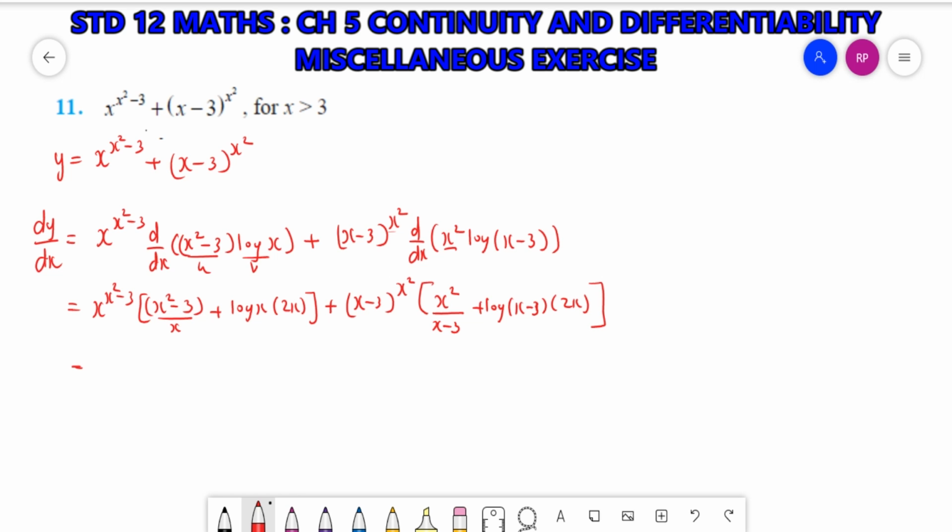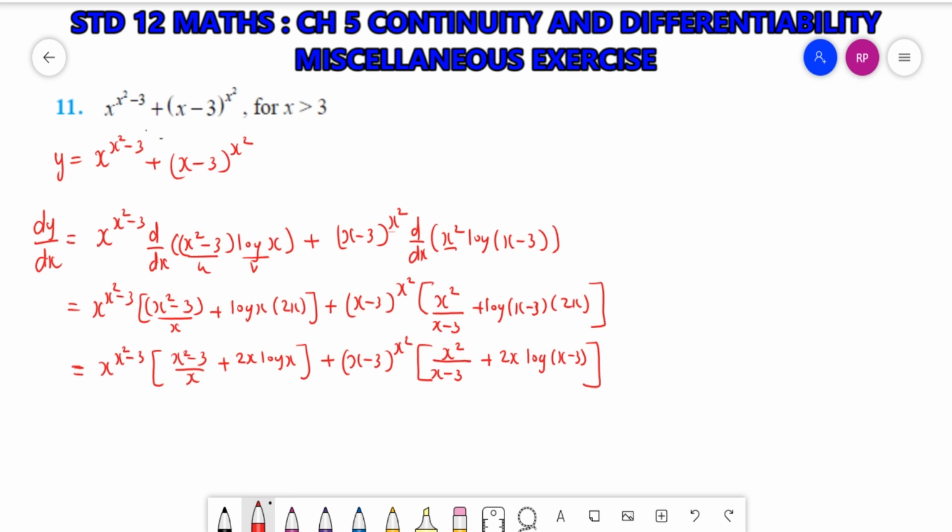Okay, so this will be equal to x raised to (x square minus 3) into [(x square minus 3) by x plus 2x log x] plus (x minus 3) whole raised to x square into [x square upon (x minus 3) plus 2x log (x minus 3)]. Okay, so this was about question number 11. So just note it down.